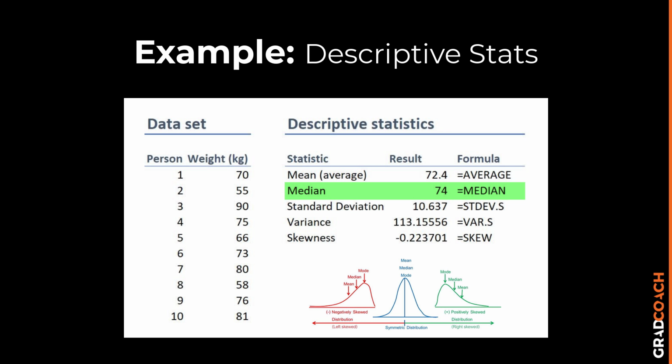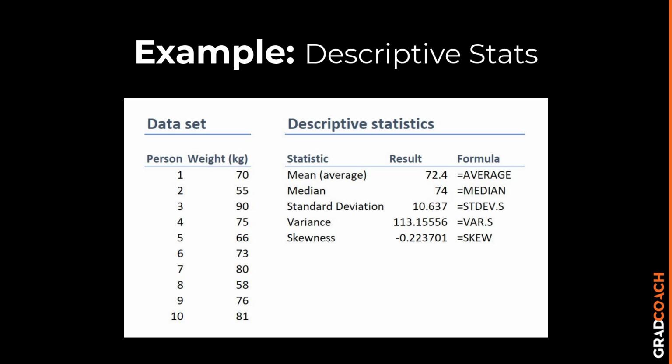In other words, a relatively smooth, centered distribution of weights, clustered towards the center. Moving on to the mode. Well, there is no mode in this data set. This is because each number presents itself only once, and so there cannot be a most common number. If, hypothetically, there were two people who were both 65 kilograms, then the mode would be 65.